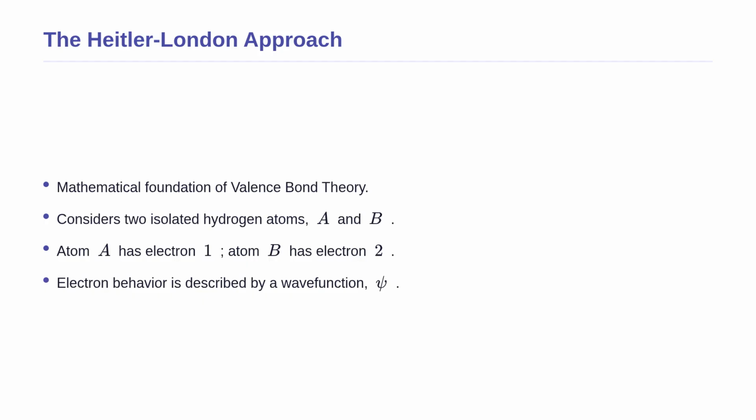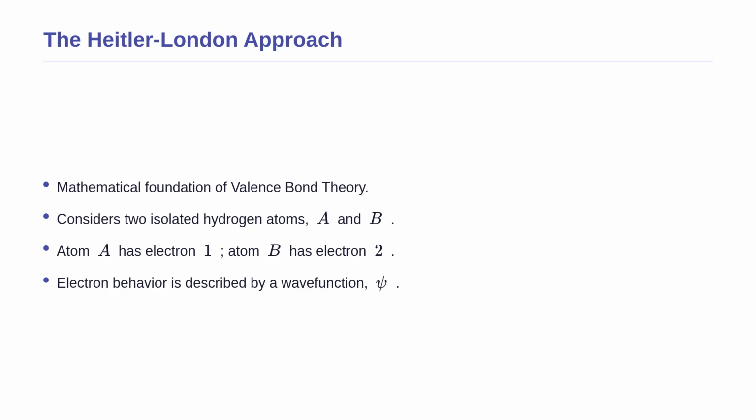Now that we understand the physical picture, let us look at the mathematics behind it, known as the Heitler-London approach. Imagine two completely separate hydrogen atoms. We will call them atom A and atom B. Atom A has an electron named 1, and atom B has an electron named 2. In quantum mechanics, the behavior and location of these electrons are described by a mathematical function called a wave function, represented by the Greek letter psi.